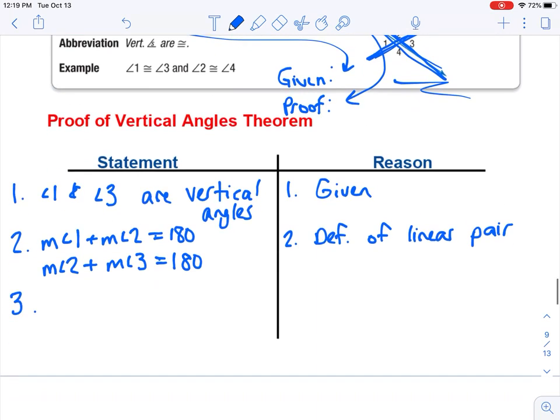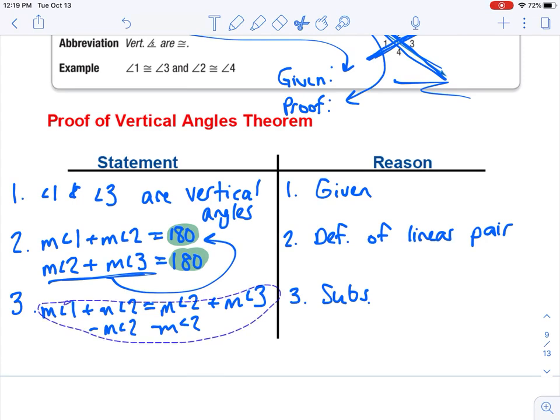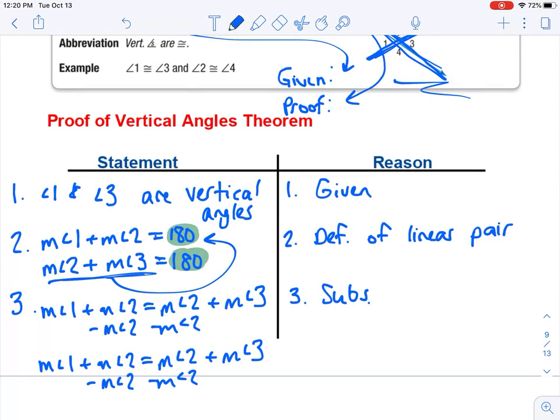Step 3, like we did on the last one, we noticed that these both equal 180, so we can substitute this in. So we have the measure of angle 1 plus the measure of angle 2 equals the measure of angle 2 plus the measure of angle 3. And that's by substitution. And now we're basically back where we were for the last problem. We can do a subtraction here for step 4. Oops, let me copy that down. Trying to get ahead of myself. So that's step 4, subtraction property of equality.